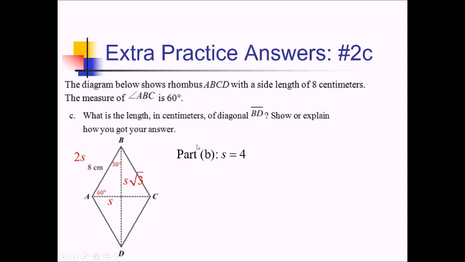I could double that to get BD. Well, we already know that s is 4 from part B. So that means that this is going to be 4 radical 3. So in general, BD is going to be 2 times the s radical 3 expression. So that's going to be 2 times 4 radical 3, which means BD is going to be 8 radical 3, and that is still in centimeters.